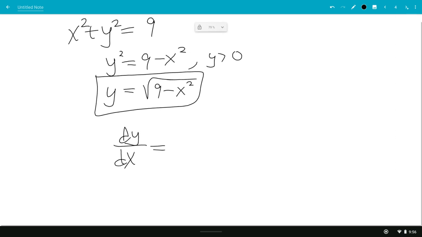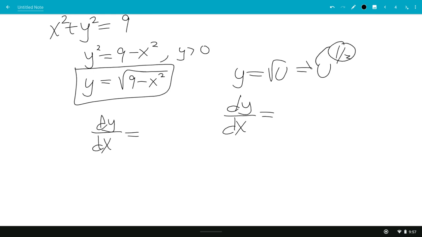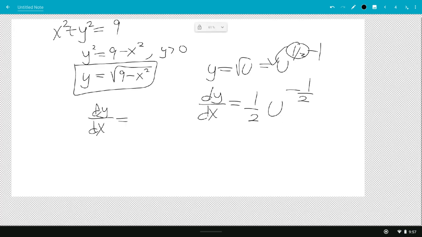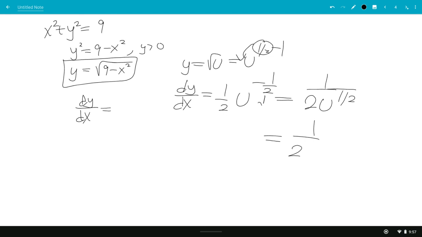Okay, so if we have y equal to the square root of something, call it u to the 1/2, then dy/dx is equal to, we take the 1/2 down, minus 1, so we get 1/2 u to the minus 1/2, where u to the minus 1/2 is 1 over u to the 1/2, which is the square root of u. We have to multiply by du/dx, by the way.